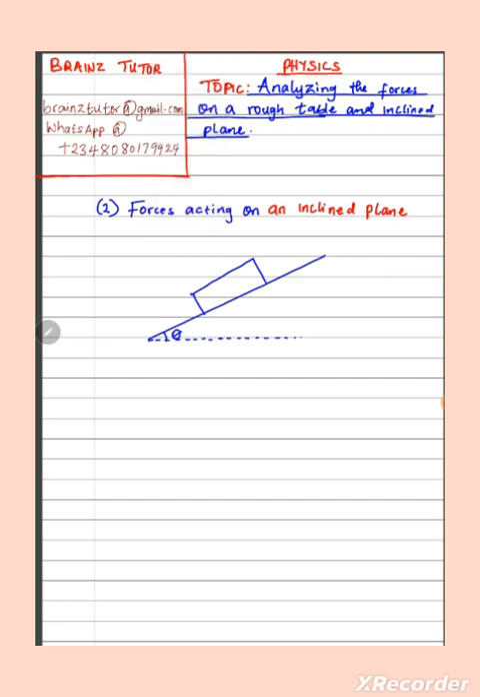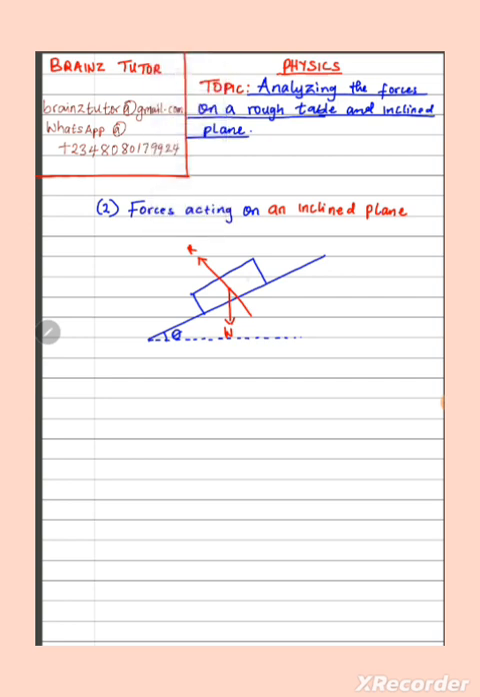So the first thing we need to know is that the weight of an object is always acting downward. The weight of an object is always acting downward, and then there is a reaction that acts on the table, and this reaction is always perpendicular to the plane of action. So you can see it is perpendicular.